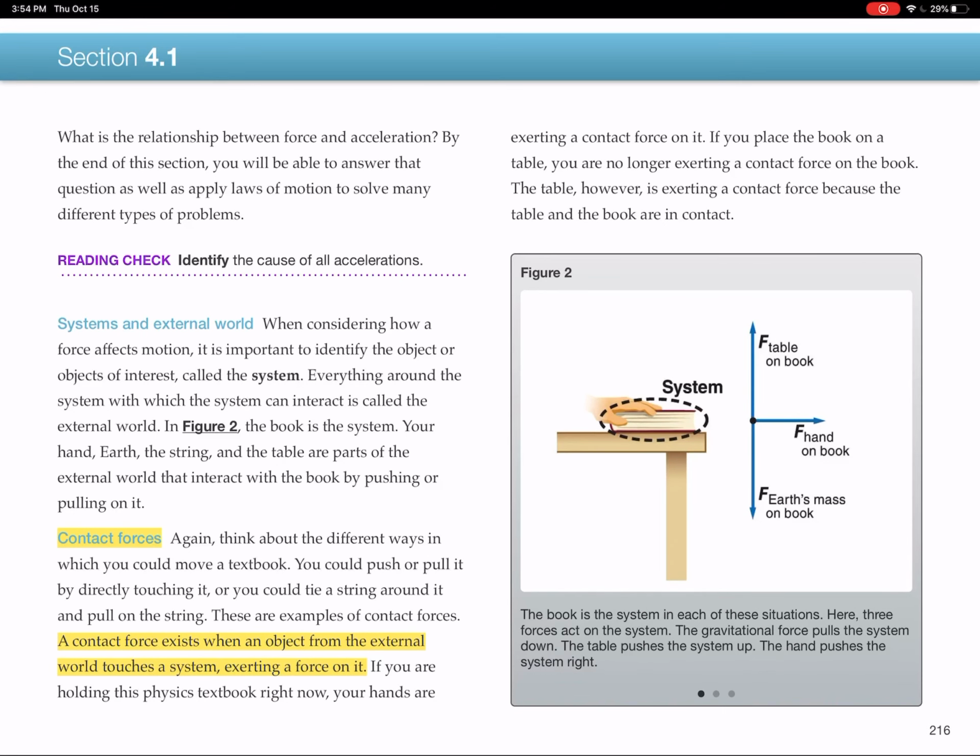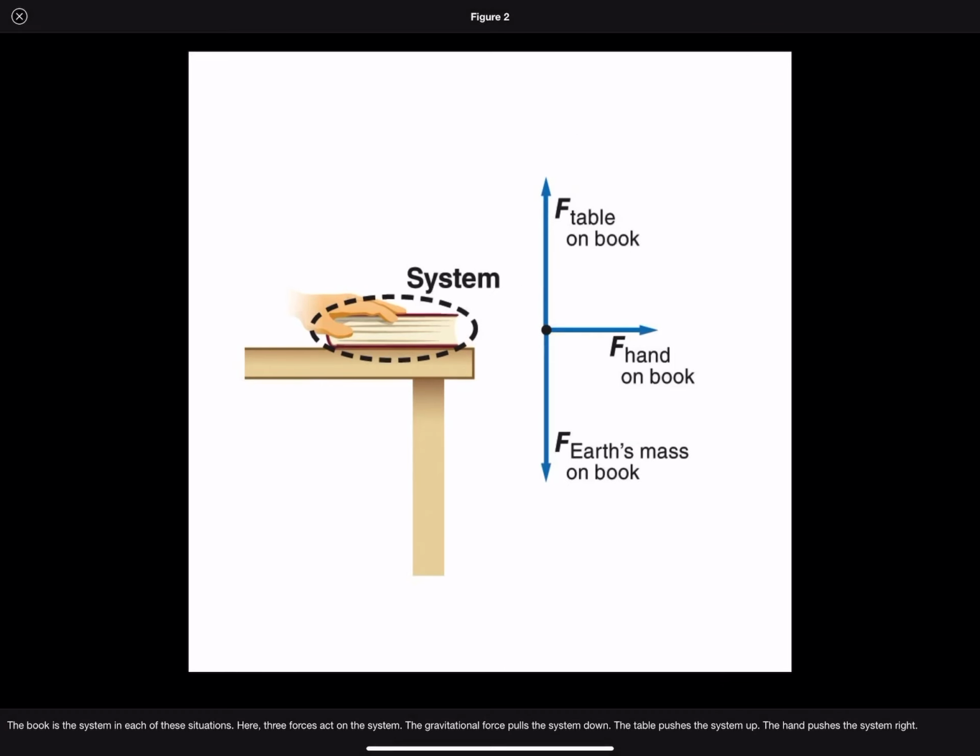Now, there's different types of forces. We will observe these in this Figure 2. Here's a book resting on a table with your hand pushing on it. Now, if we look systematically at all the forces acting on that book, you can see there's different types of forces. One of them is my hand pushing on the book. Another is the table pushing upward on the book. These types of forces where two objects are in contact with each other are known as contact forces.